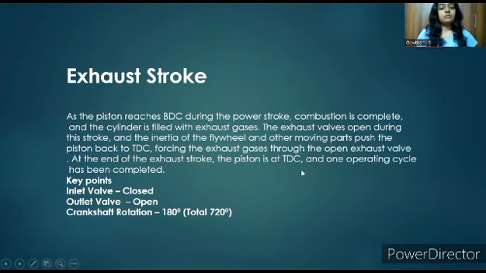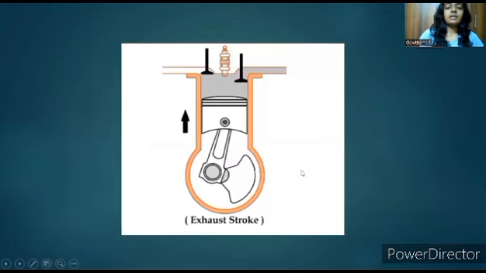So in this, the key point to remember is that the inlet valve is closed whereas the outlet valve is open. So we'll see it in a diagram now. The first thing we notice is that the inlet valve is being closed whereas the exhaust valve is being opened. So what happens? Then the spark has been ignited, and the piston starts moving down.